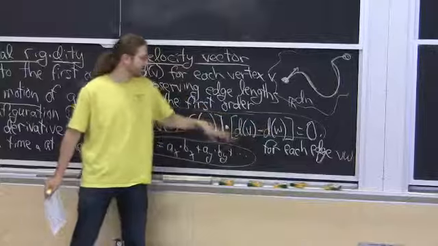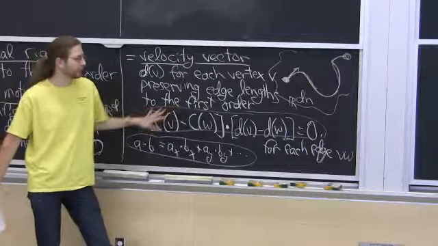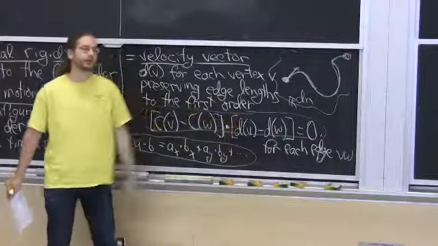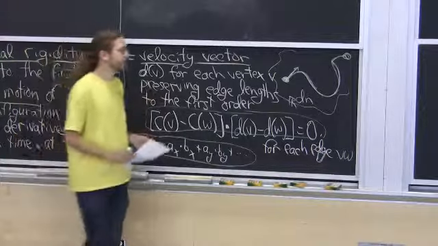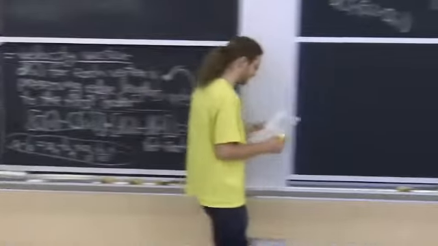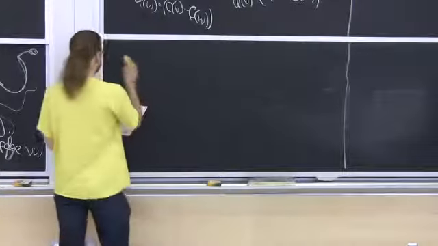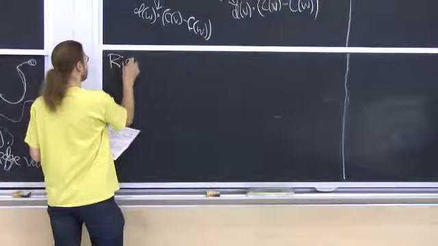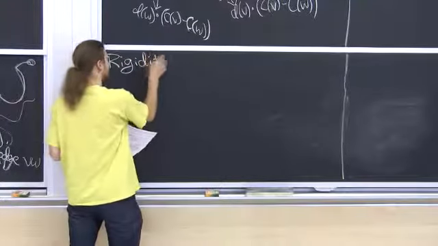This is just some linear thing. And the dot product, this is all just constant. I know what they are. So this is a linear equation. The fancy way to write this is as a matrix equation, if you want. So this is the idea of a rigidity matrix.